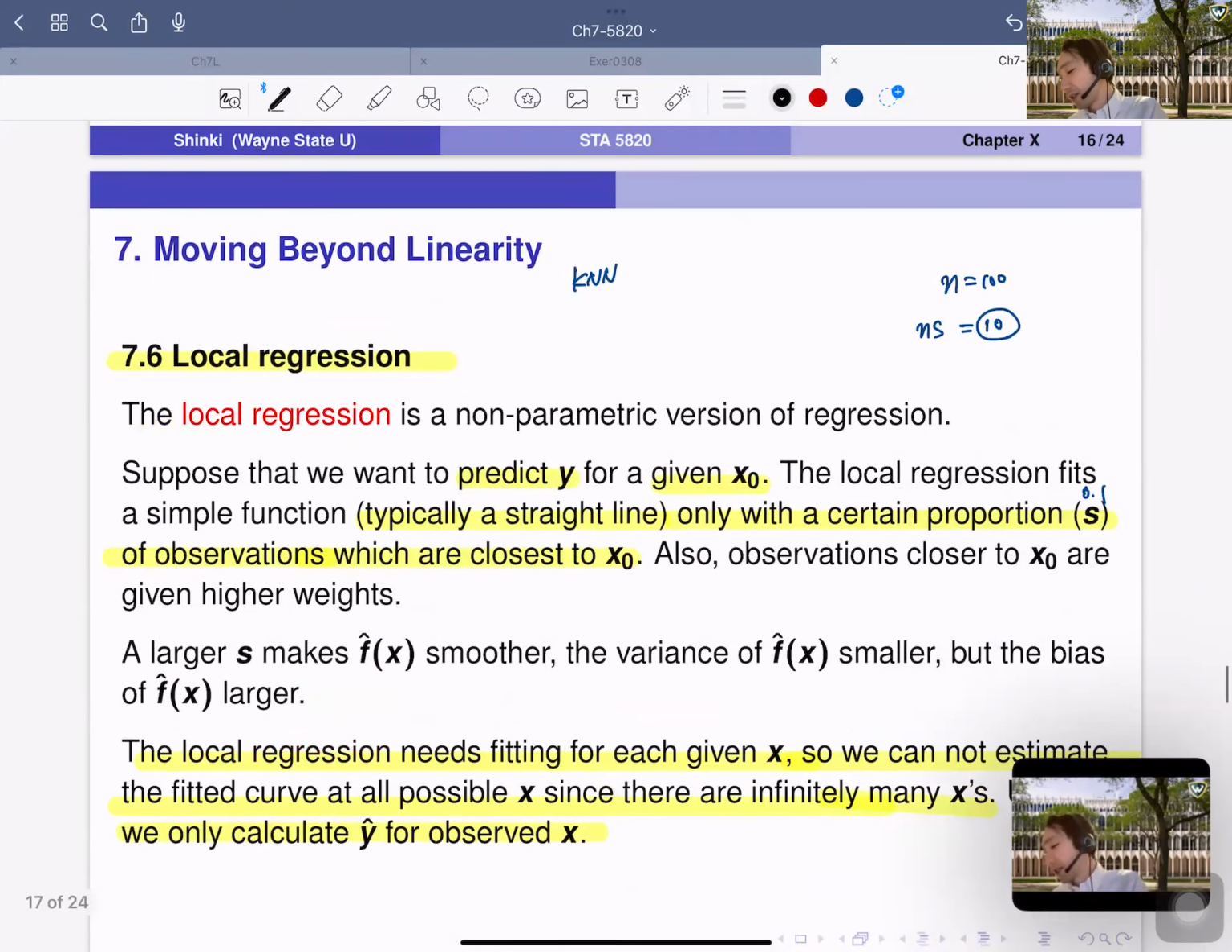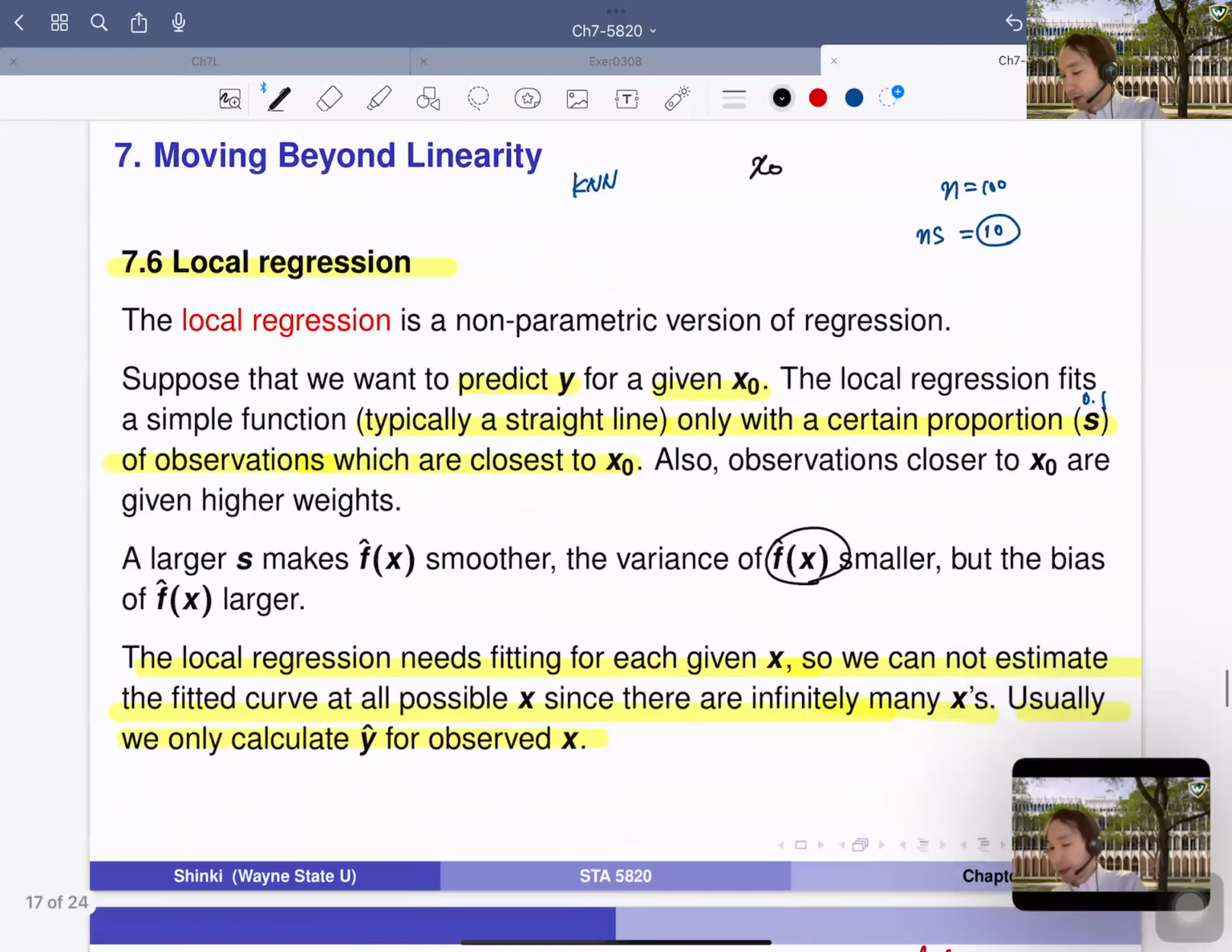Then local regression. Local regression is a non-parametric idea, so it's totally different from splines. The idea is similar to KNN. We choose some proportion of observations to fit the model locally. So suppose we are given x naught, then we choose, for example, 20% of the closest observations to x naught. Then using those observations and the corresponding y values, we calculate f hat. That is local regression.